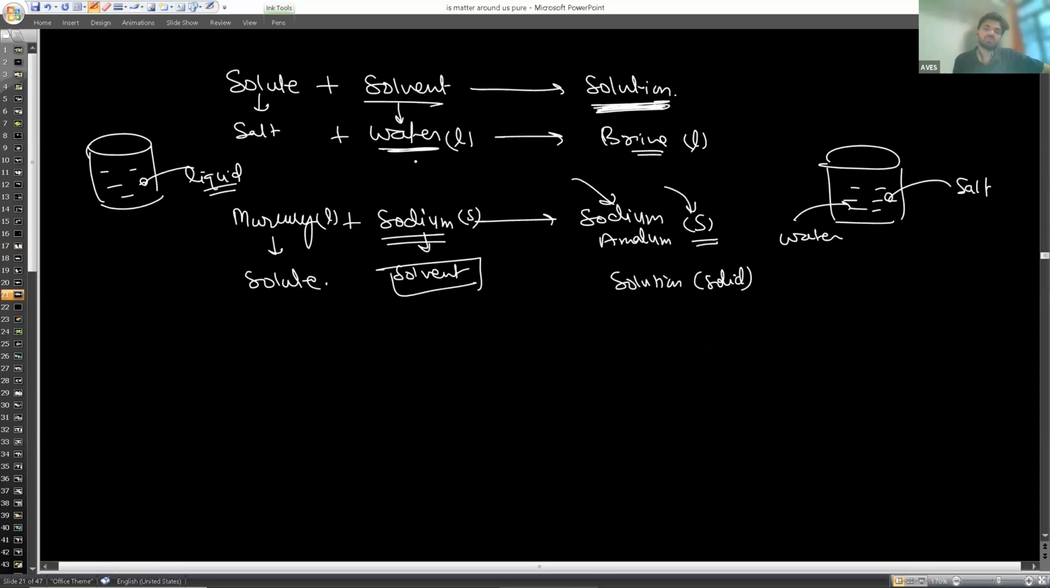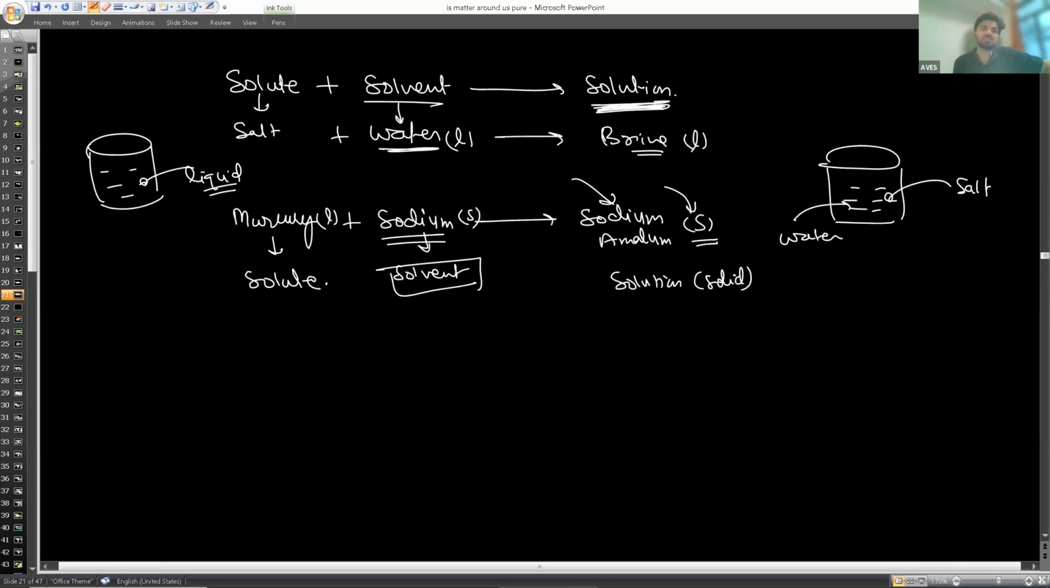Now, moving towards the solution, because we have discussed the elements, we have discussed the compounds, we have discussed the mixtures, we have discussed the difference between compounds and mixtures. We have discussed what are atoms, what are elements. Okay, let's move towards the solute and solvent.